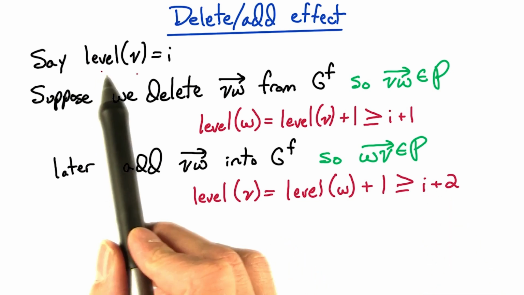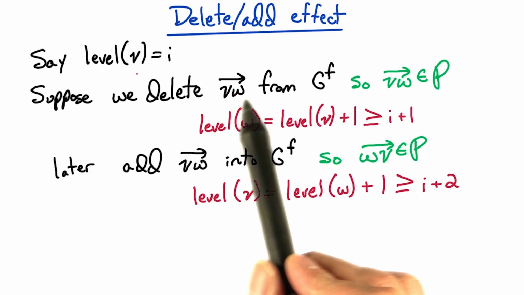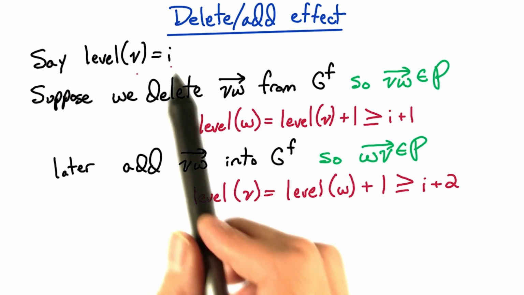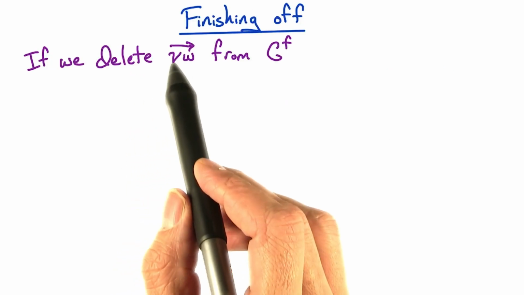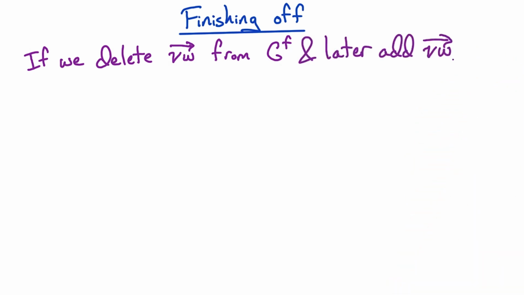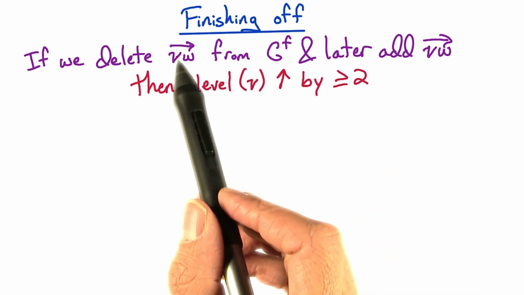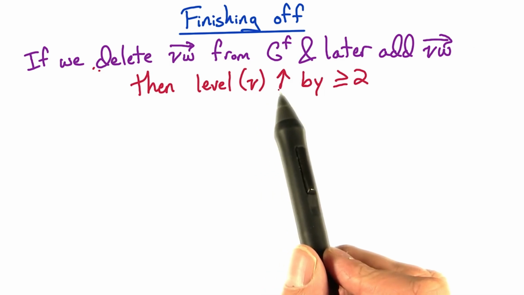Notice what we just proved. Suppose the level of a vertex V is I. Now we take an edge going out from vertex V, and we delete that edge, and later we add it back in. After we added this edge back in, we know that the level of the vertex is at least 2 greater than what it previously was. So the level of this vertex increased by at least 2. We just showed that if we delete an edge V to W from the residual network, and later we add this edge back into the residual network, then the level of this vertex V increased by at least 2. If we look at the level of vertex V before this deletion compared to after the insertion, the level of the vertex increased by at least 2.